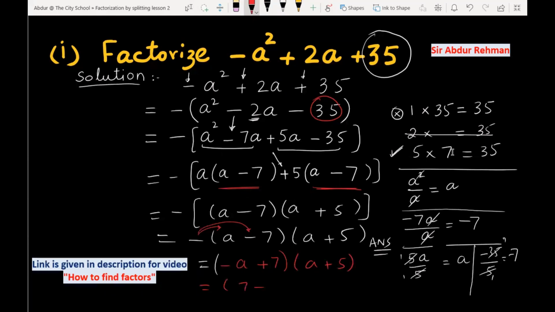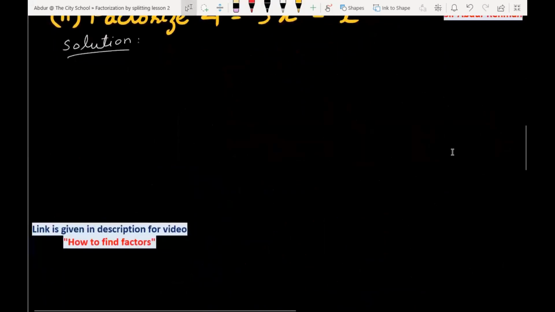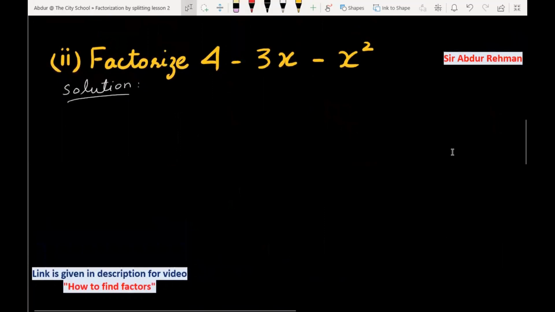So 7 minus A times A plus 5 will also be your answer. Second example of these types of questions, part 2. Factorize 4 minus 3x minus x square. In this example number 2, you have to arrange.